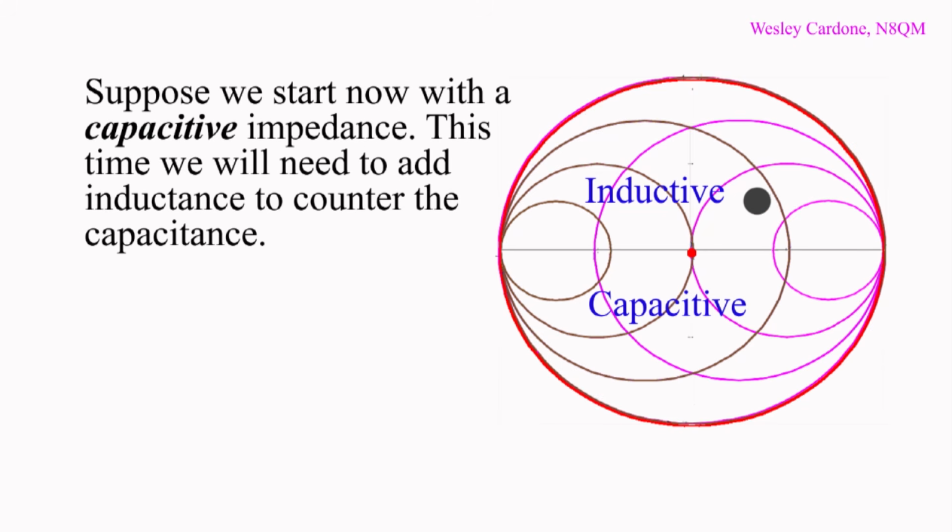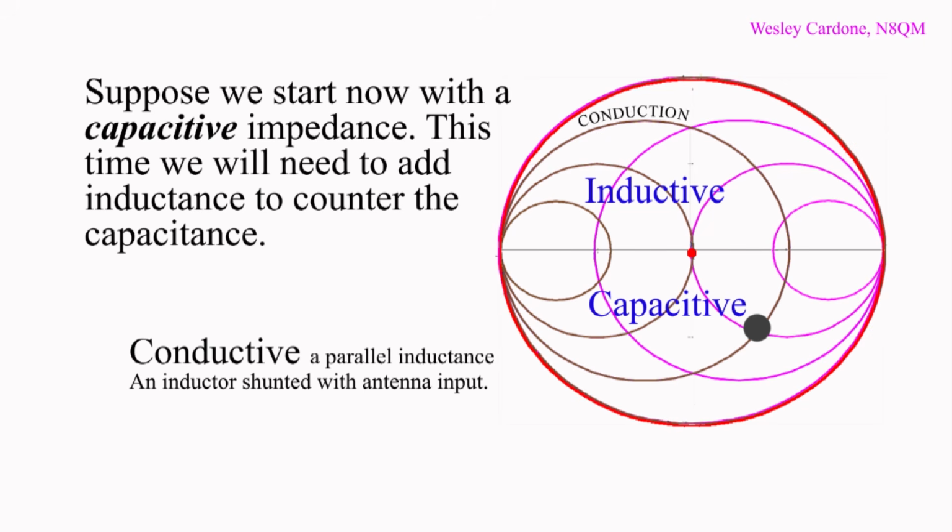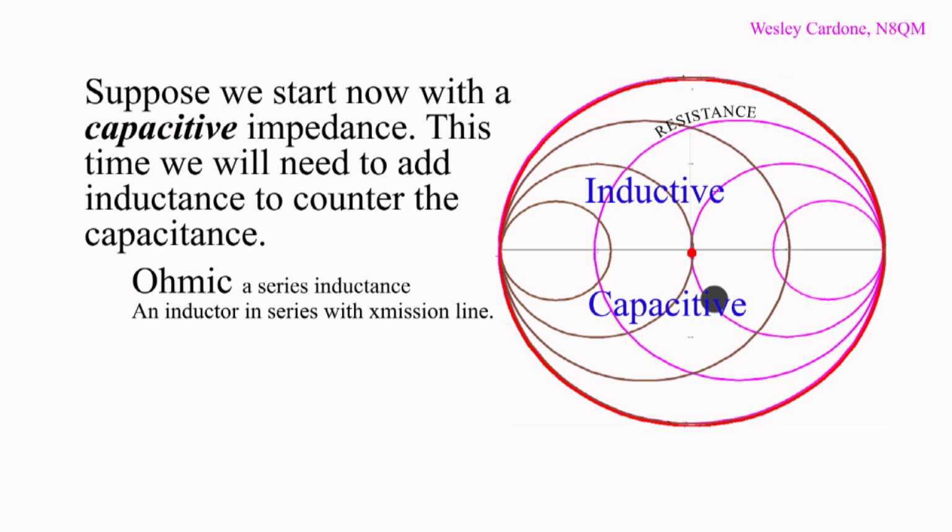Suppose that our antenna measured with a capacitive vector impedance. As in the earlier case, there are 2 paths to cancel the capacitive effect. One is a conductive path. This helps, but does not move us in the direction of home plate. The other is a resistive path. The resistive path in this case takes us home, the Holy Grail.